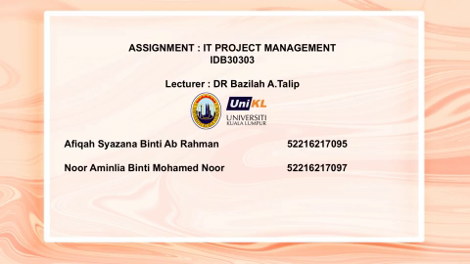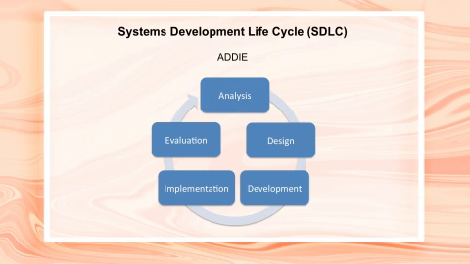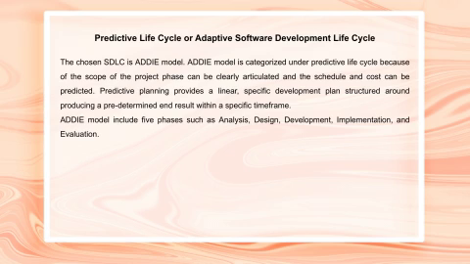My name is Aminlia. So today we're going to present our assignment 1, in which we chose ADDIE as our system development life cycle, and this is the phases of ADDIE. ADDIE is a predictive life cycle because the scope of the project phase can be clearly articulated, and the schedule and cost can be predicted.